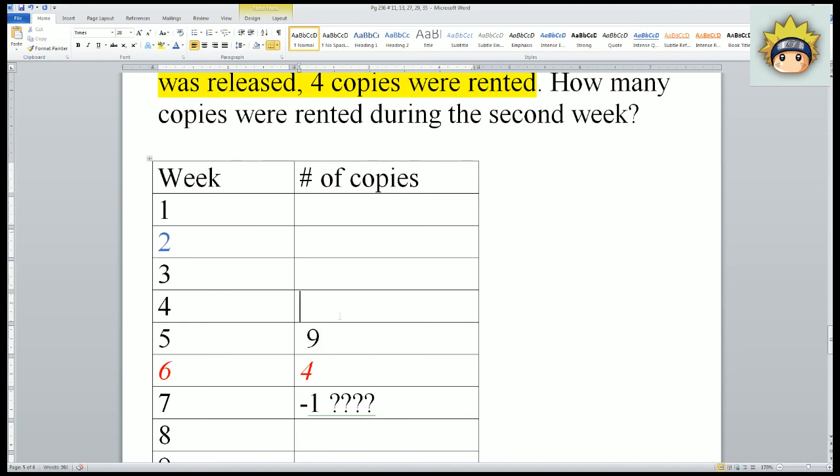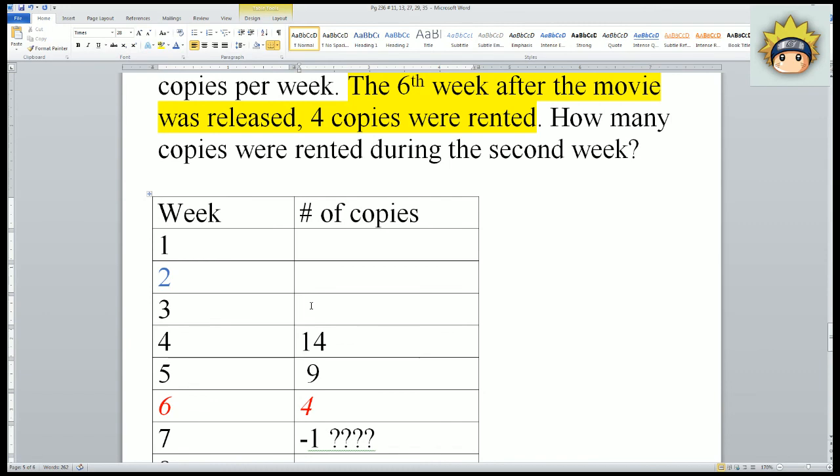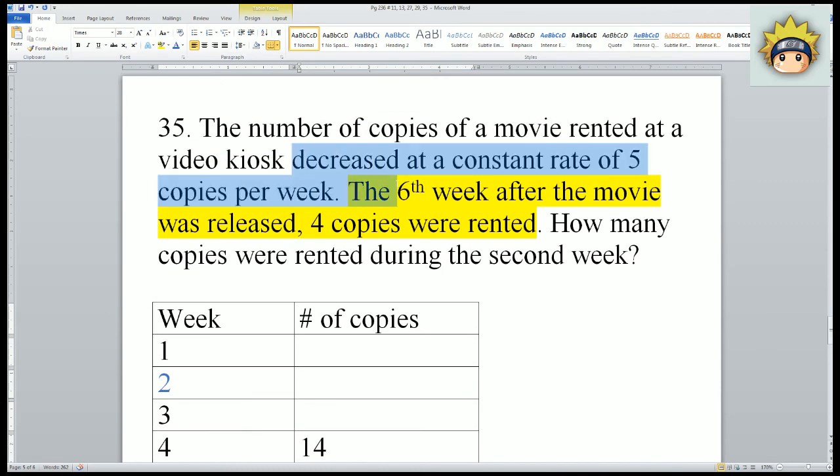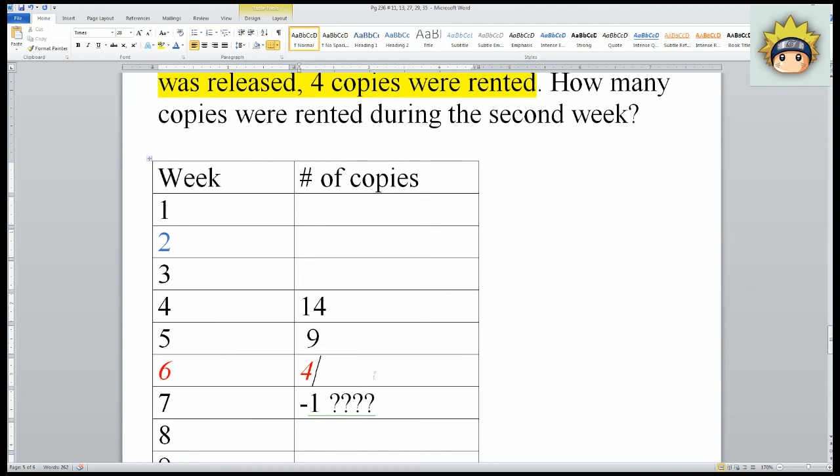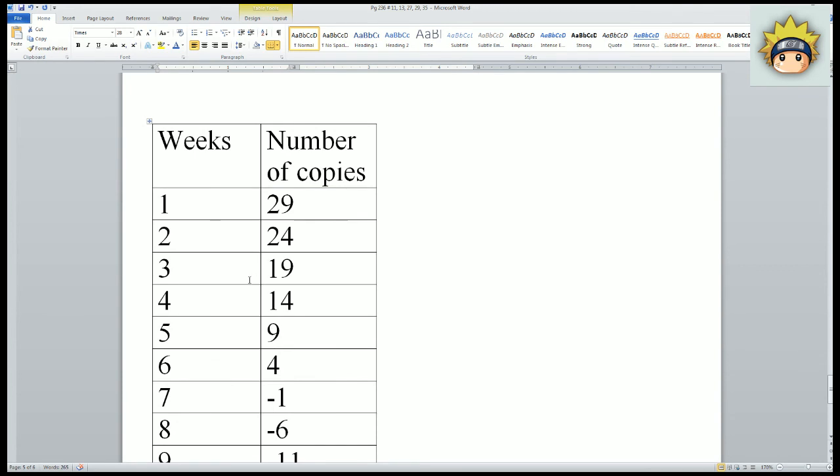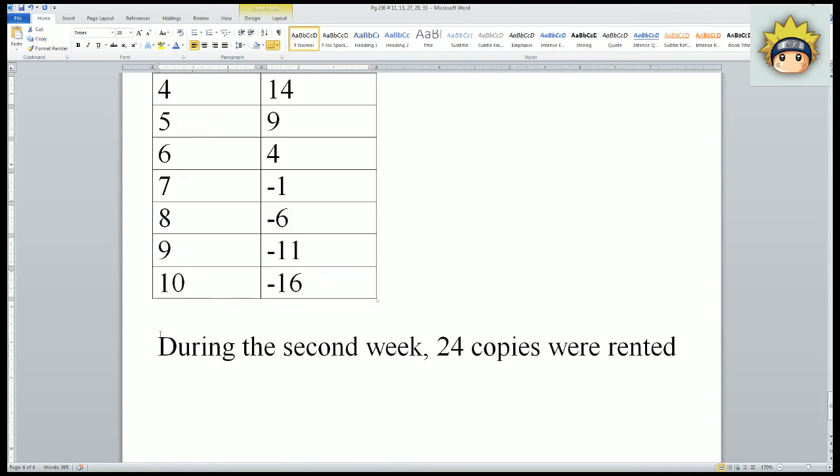Now you just keep working backwards. 9, 10, 11, 12, 13, 14. So there were 14 copies here. Again, you add 5 each time because you see how it's decreasing each week. So if you want to go backwards, you have to add 5. 4 plus 5 equals 9. 9 plus 5 is 14. 14 plus 5 is 19. 19 plus 5 is 24. 24 plus 5 is 29. I seem to have my answer here. At the second week, I have 24 copies. Let me see if that makes sense right here. That's also my answer. So, during the second week, 24 copies were rented.